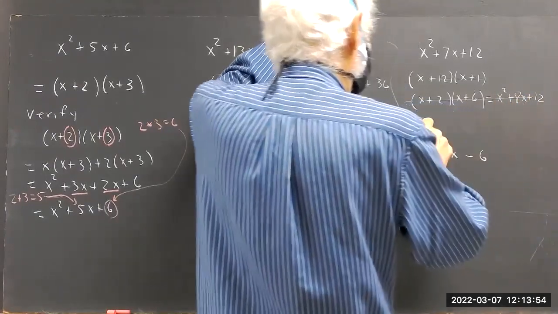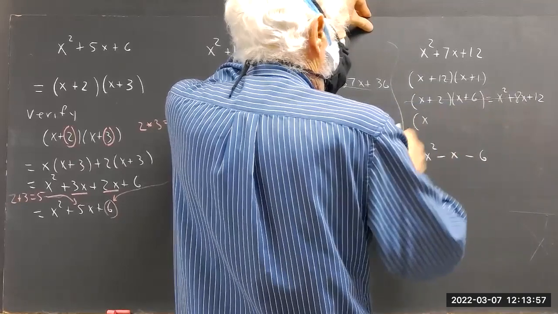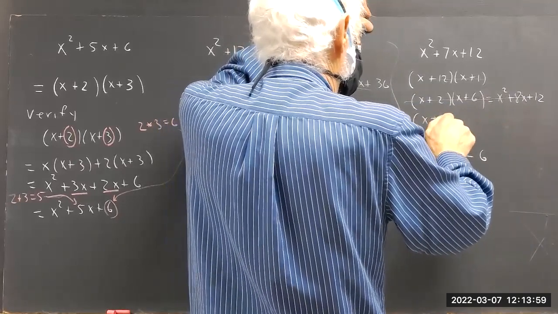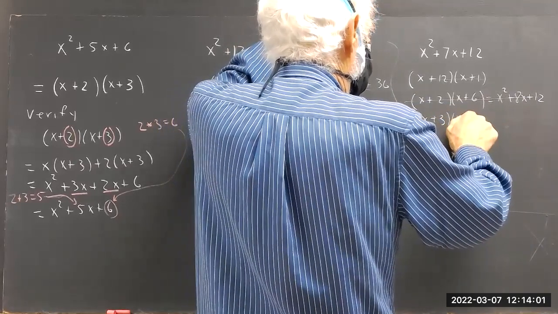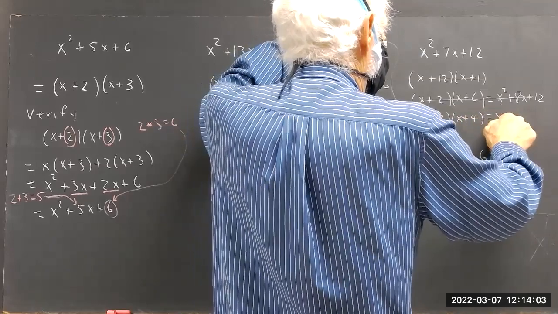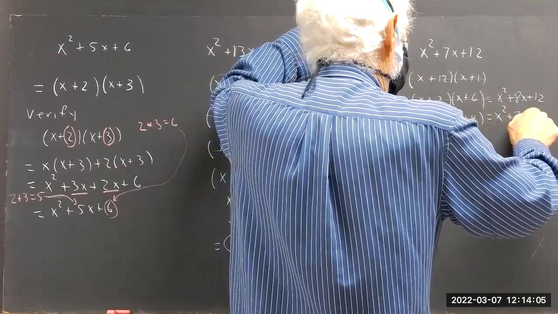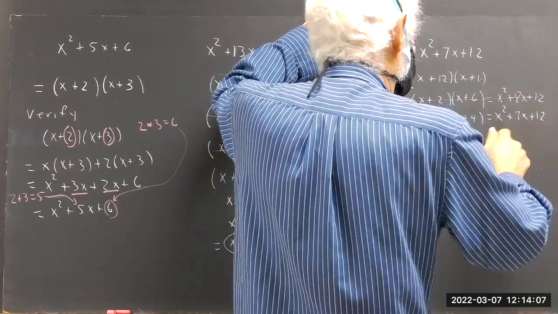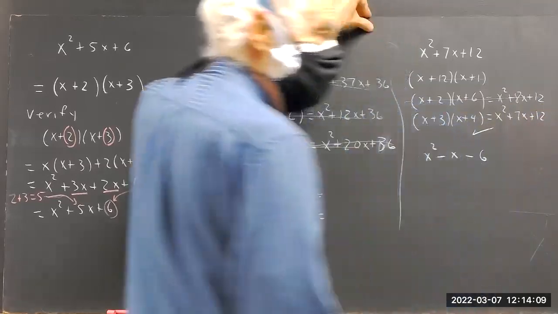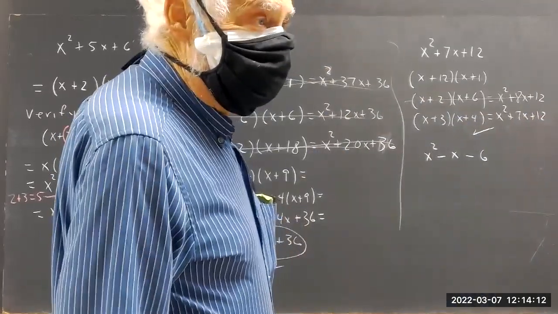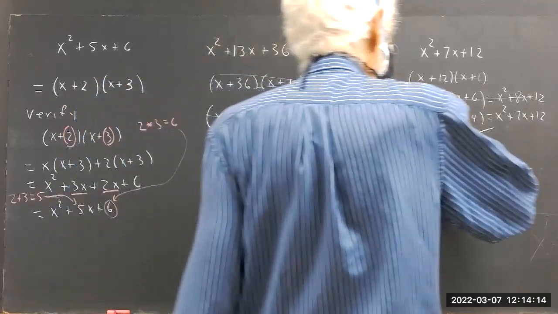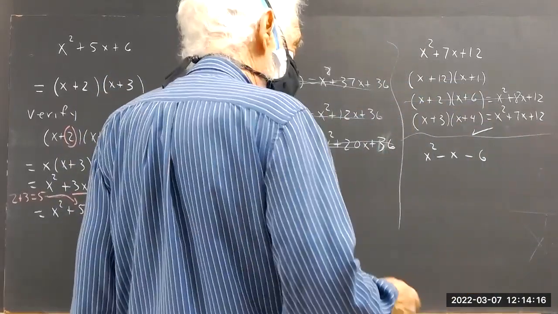So that didn't work. We're down to our last possibility, which would be x plus 3 times x plus 4. And we can write out the distributive law and say that's it. Okay? So there we have it. Let's say people got that one pretty quickly.